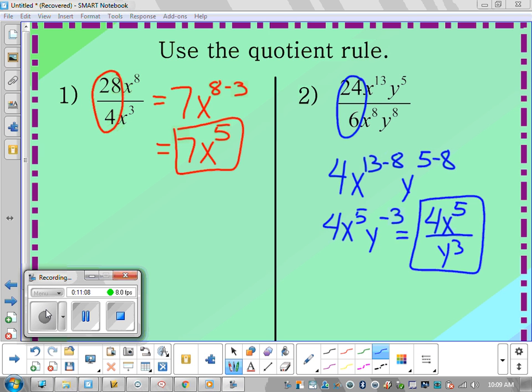As you come back, look and see how you did. On number 1, did you make it to 7x to the 5th? If you did not, please take a minute, look at your work, and make any corrections you need.